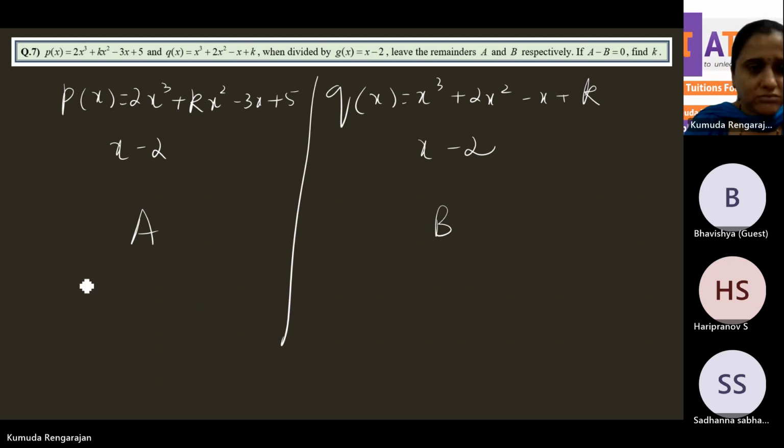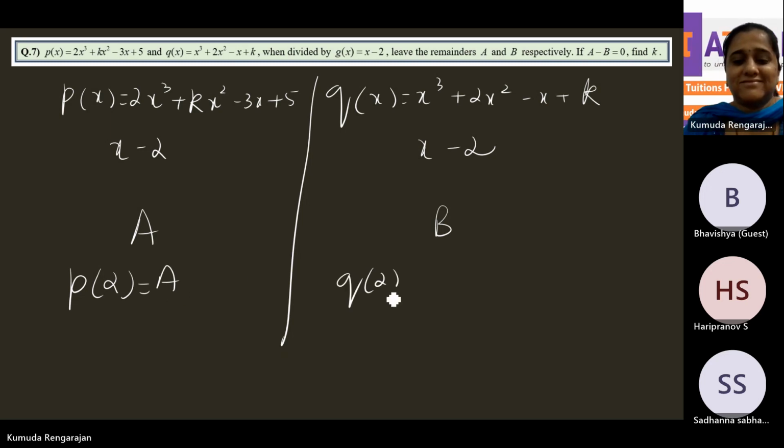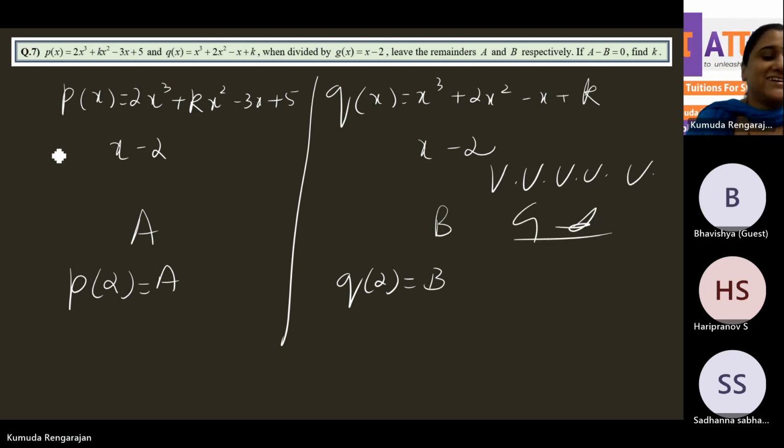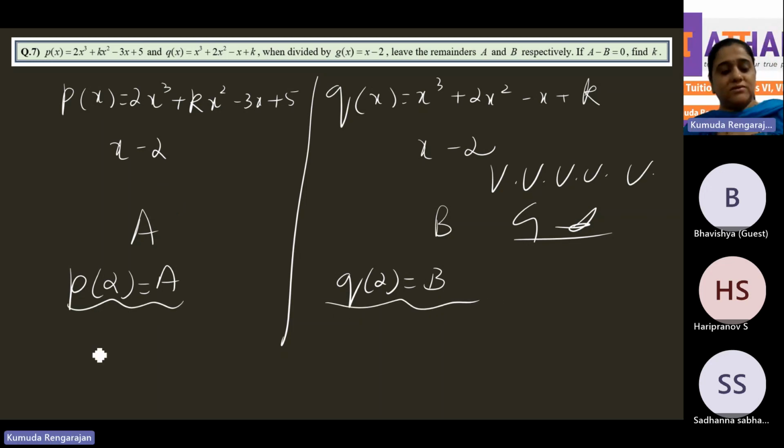Miss, P of 2 is equal to A, miss, and Q of 2 is equal to B. Hari Pranav, very, very good. Bhavishya, very good, Hari Pranav. Thank you, miss. Bhavishya, this is what I wanted. I wanted this.